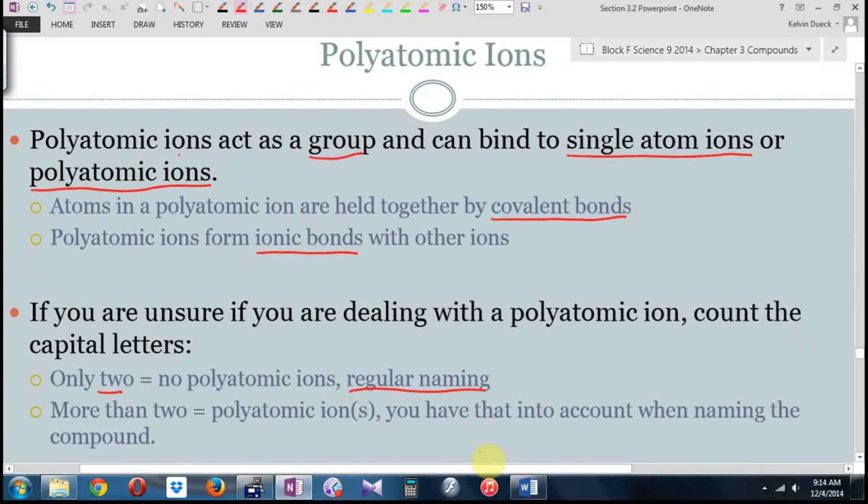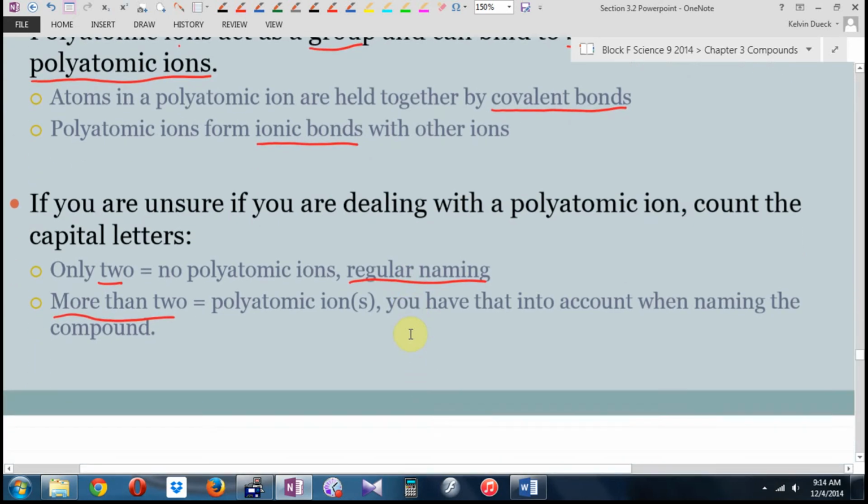If you see more than 2 capital letters, that means there's more than 2 elements. This is going to be some kind of polyatomic ion. So, more than 2. And you have to take that into account when naming the compound. Don't worry, that last sentence won't make much sense until we actually do it. But you have to take it into account when naming the compound.